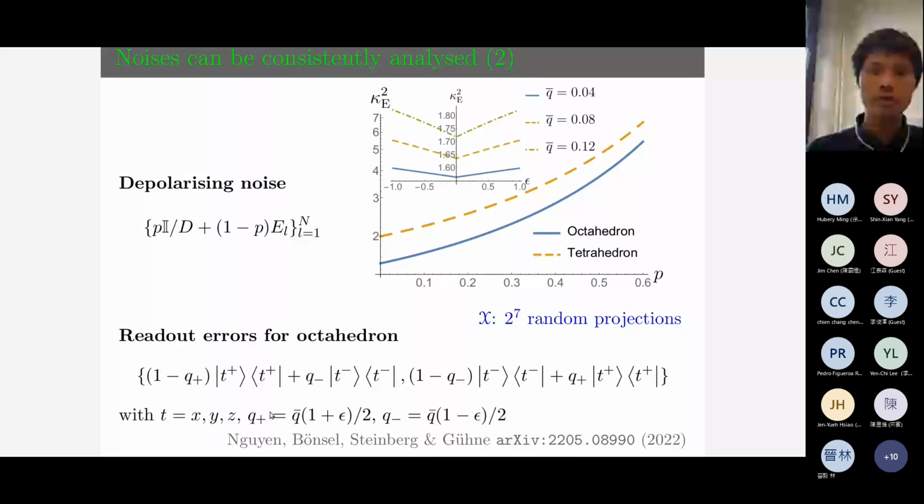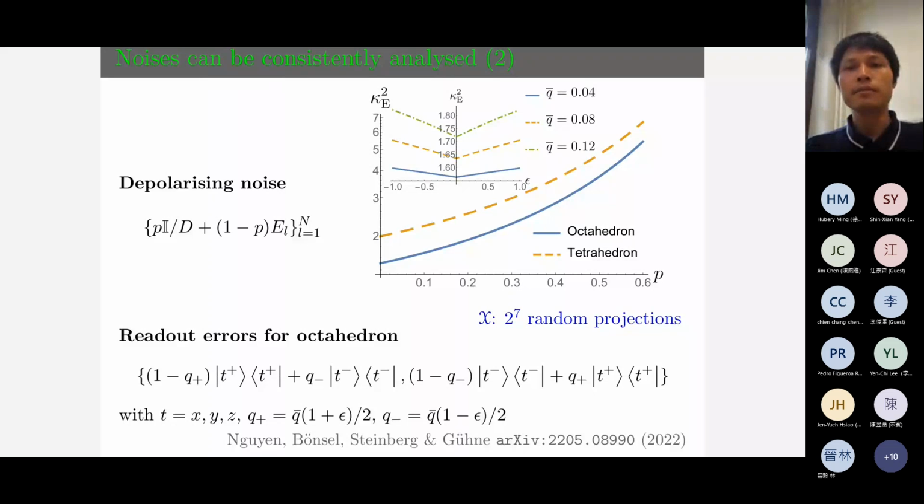Now for the parameterization, we call the Q plus and Q minus here. We parameterize it by two parameters. First, the average error rate, Q bar, and the asymmetric parameter epsilon. And this is how it depends on epsilon and Q. For example, for reasonably small Q, this is 4% and 12% up to here. And this is how it changes with the asymmetric epsilon. Again, here we just want to demonstrate that this can be explicitly analyzed.